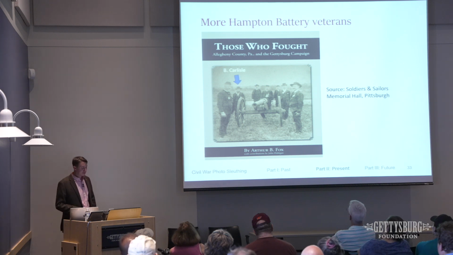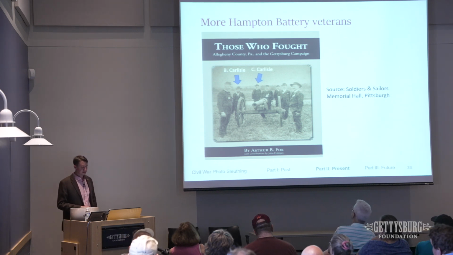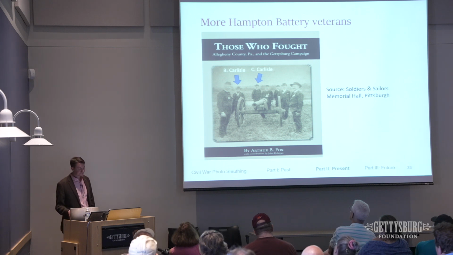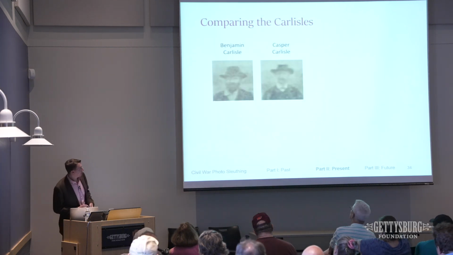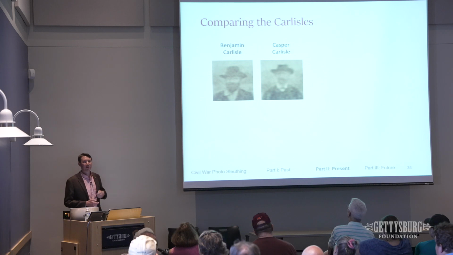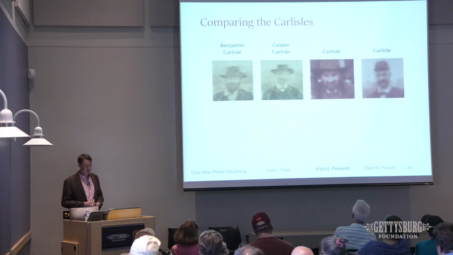Here, they've actually identified all the individuals in this picture. One is Benjamin Carlyle on the left, and then Caspar Carlyle, Medal of Honor winner, on the right, or sort of in the middle there. So we have multiple post-war images we can use here. Again, I don't think we have quite enough to work with here to positively confirm the ones that we're trying to figure out, but it's a pretty good start.